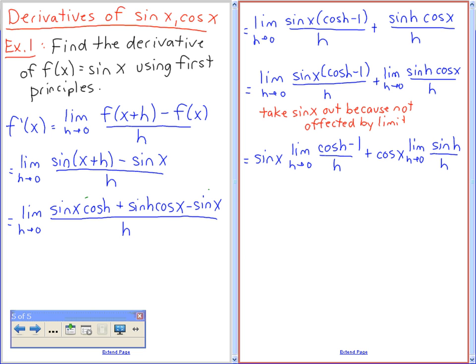Okay, so the question was, why am I allowed to do that? Why did I take that out? Well, the limit just involves h's, right? So it's not affected, the x isn't affected by the number at all. What? Why?